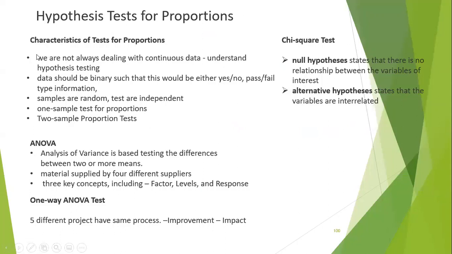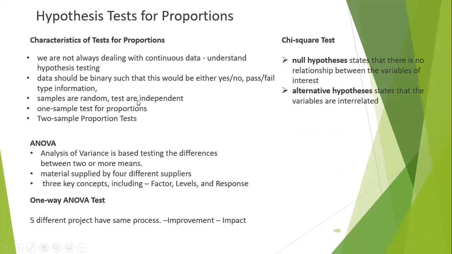Okay, hypothesis test for a proportion. So what is the proportion we have to understand in the hypothesis? We are not always dealing with continuous data. Understand why hypothesis testing is important. For example, if all the data is numbers, we can complete it with statistical methodology alone. Sometimes it is not going to be continuous data. There will be a lot of discrete data you need to analyze. So for that we are mainly using hypothesis testing. Data should be binary, such as yes or no, or pass or fail. These types of data may require hypothesis testing to finalize.